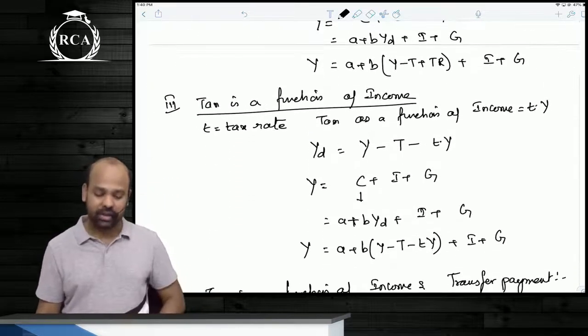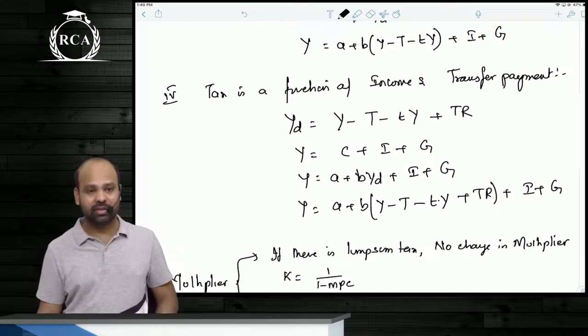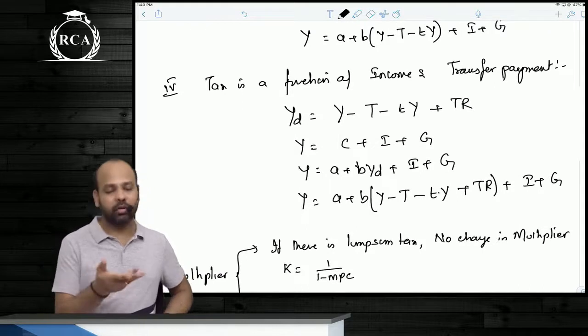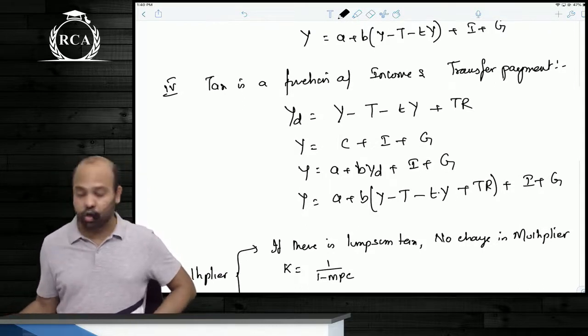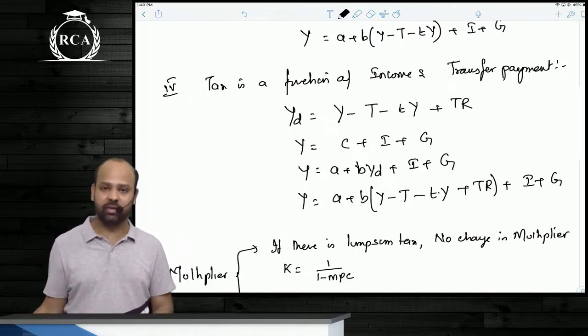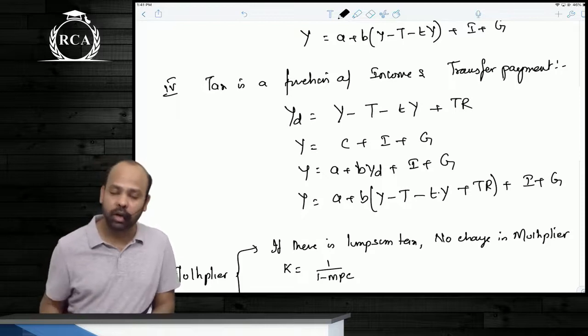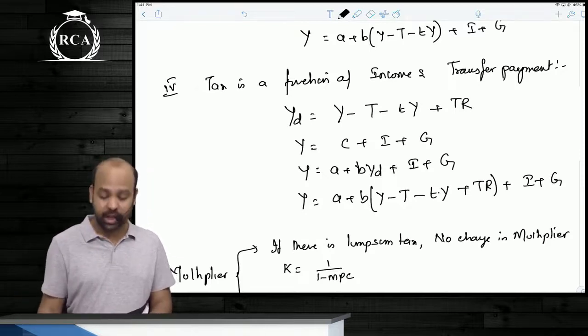And then what if there's a tax as a function of income? Small t into Y. What if there is tax as a rate of income as well as transfer payments? YD is equal to total national income minus lump sum tax minus tax as a percentage of income plus transfer receipts. Ultimately, you should know how much money is in the hands of individuals that they can spend.